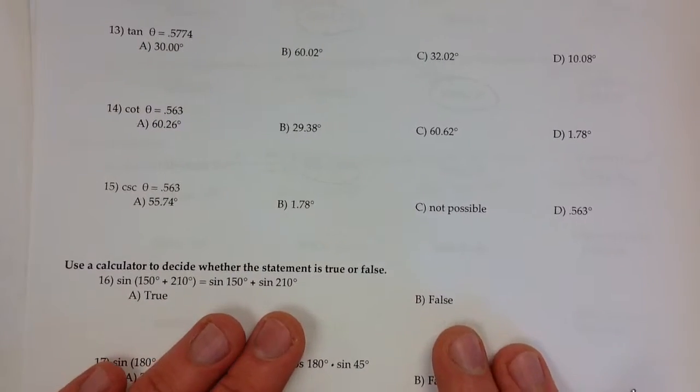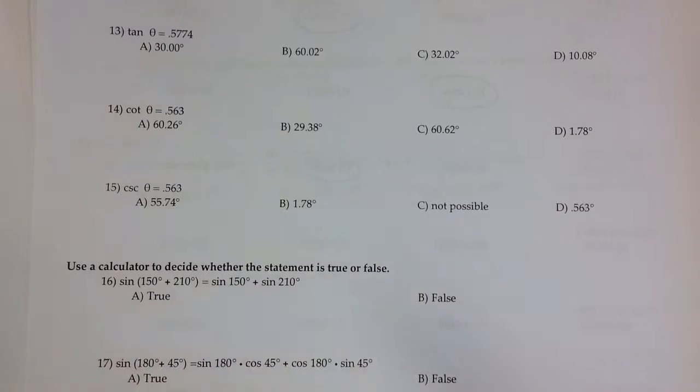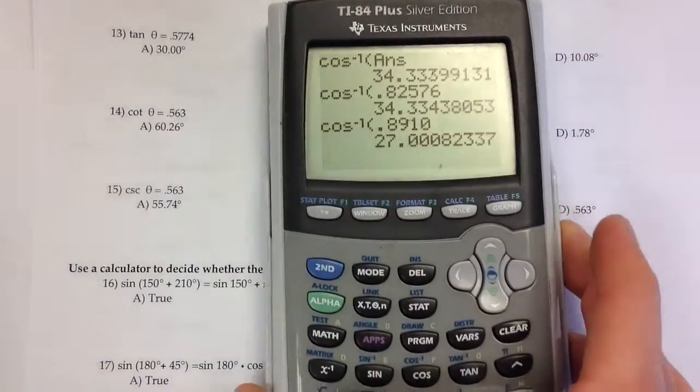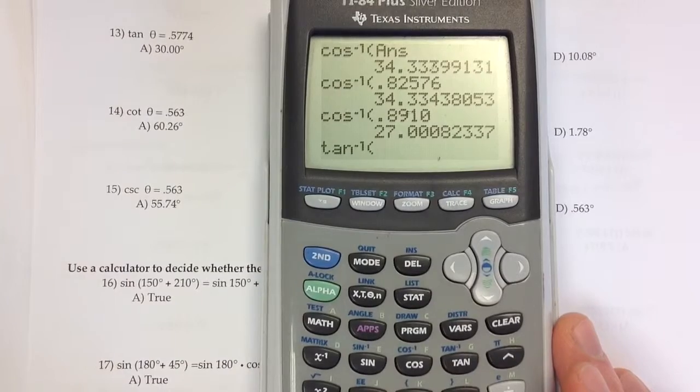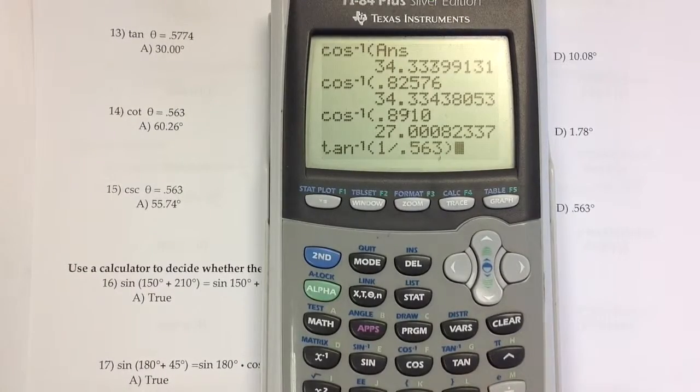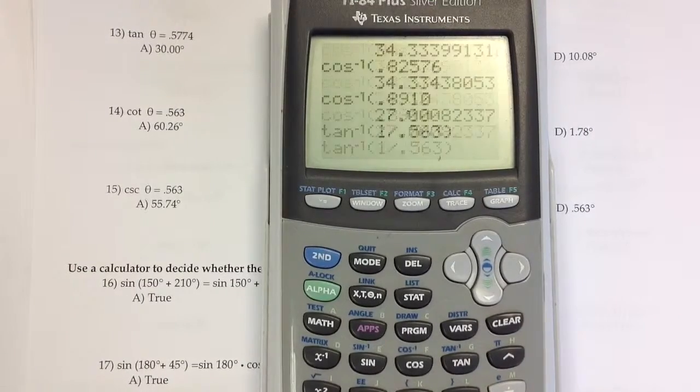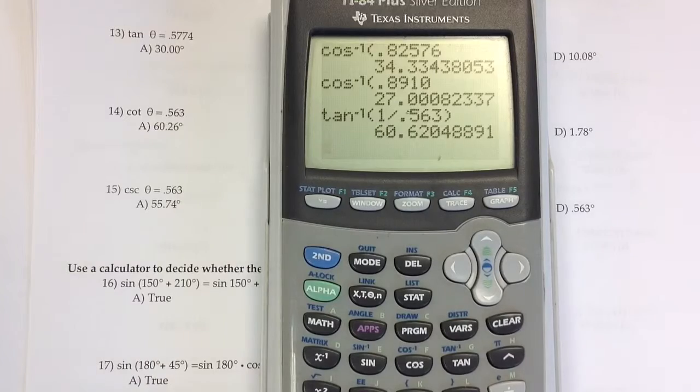Could I get a volunteer for number 14? Somebody other than Dan, please. Val, thank you. So you hit the second button, and second tan, good. Then you do 1 divided by 0.563. Sweet. Yep. There it is.